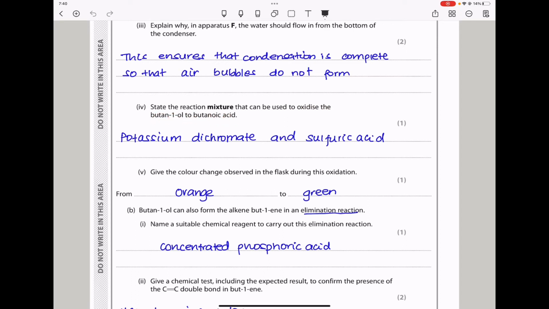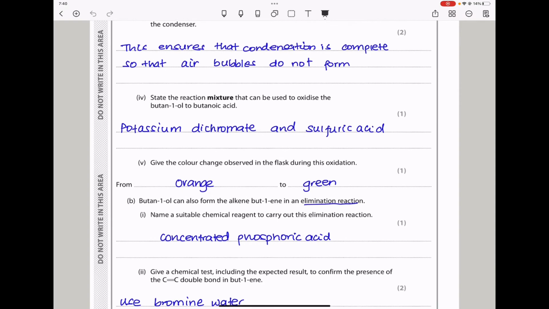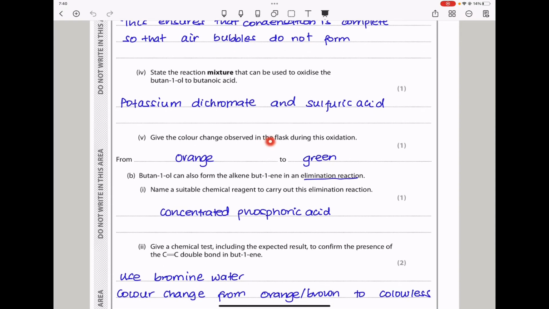Then next they say state the reaction mixture that can be used to oxidize the butan-1-ol to butanoic acid. This is oxidation of a primary alcohol into a carboxylic acid, and we use potassium dichromate with sulfuric acid. Next they say give the color change observed in the flask during this oxidation. It's going to turn from orange to green.